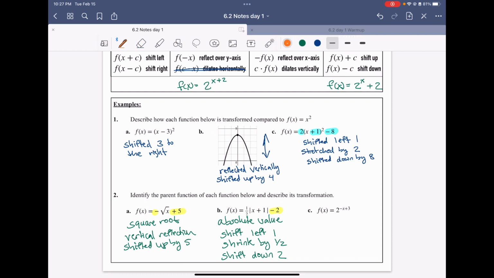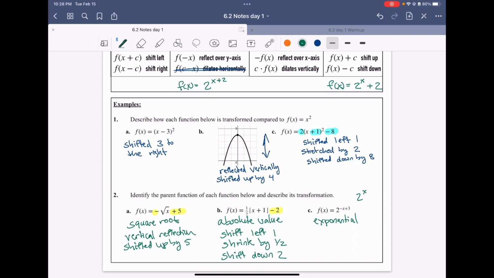Okay, last one. First off, what is our parent function? So hopefully you guys see that the x is in the exponent. So that means it is an exponential function. So that's the parent function. And again, 2 is our base. So that's what that 2 in front is. So 2 isn't any kind of transformation. That is part of our parent function, 2 to the x. That's our parent function.